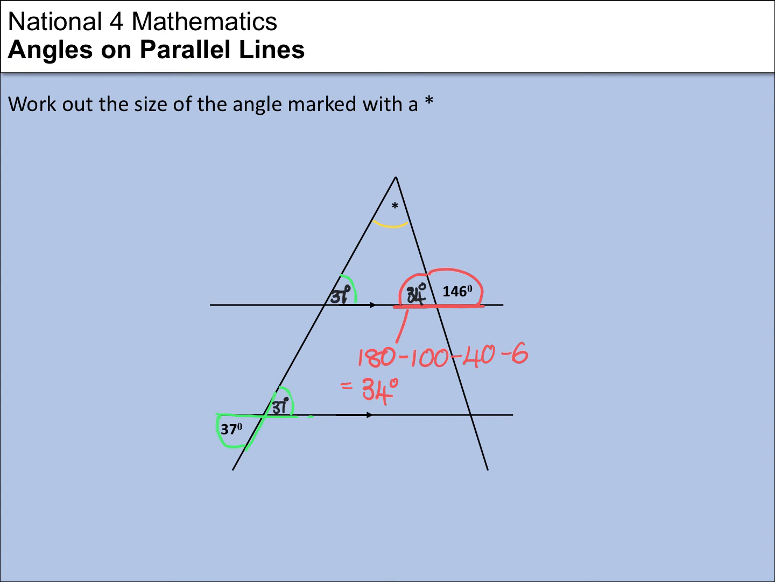So that's me ready now to work out the angle at the top. Angles on a straight line add to 180, but also angles in a triangle add up to 180. So I need to take away my 37 and take away my 34. Okay, and this comes to 109 degrees.